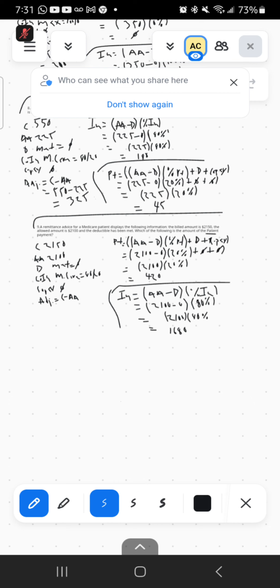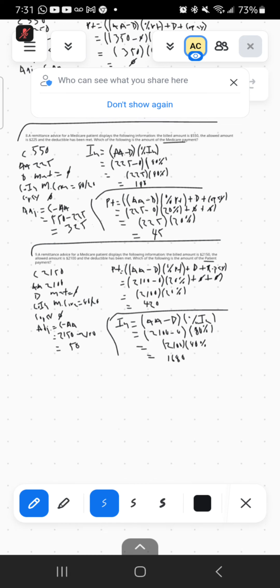And then we're gonna calculate our adjustment. 2150 minus 2100. That is $50. That is number 9.